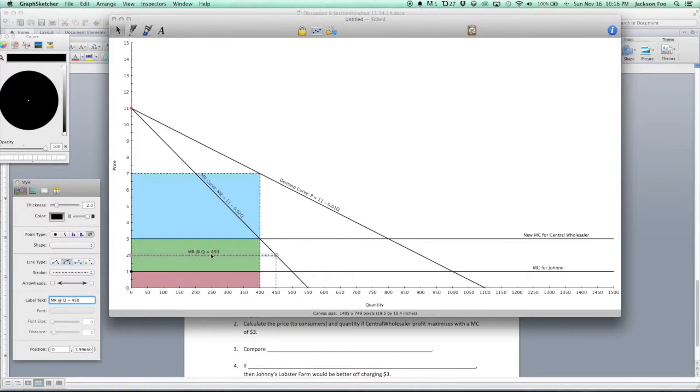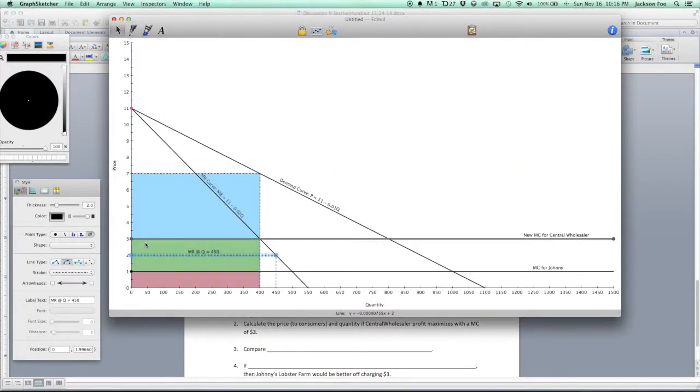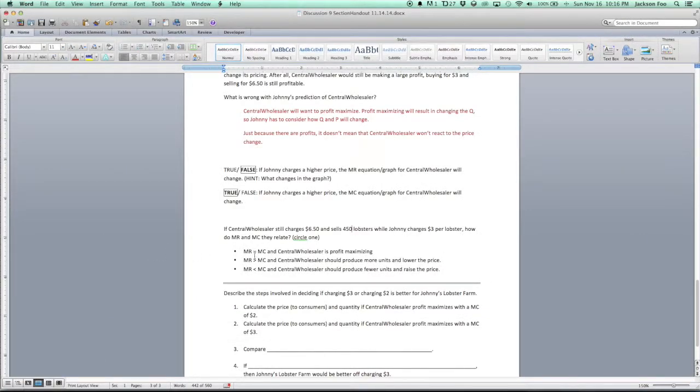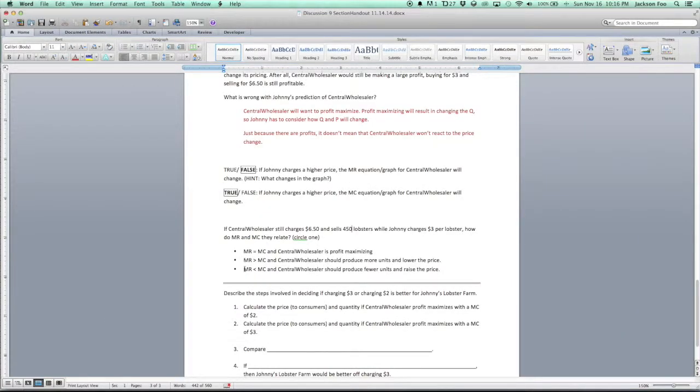Okay, so we're not doing any calculations for monopoly, we're just purely from the MR curve trying to find out what the MR is for a central wholesaler if they decide to sell at 450. Okay, so marginal cost, does it change? It's now at $3, right? In the new situation, we've moved it up to $3. So which answer is it? Is $3 of MC versus $2 of MR. Clearly, we can see that your MC is higher than your MR.